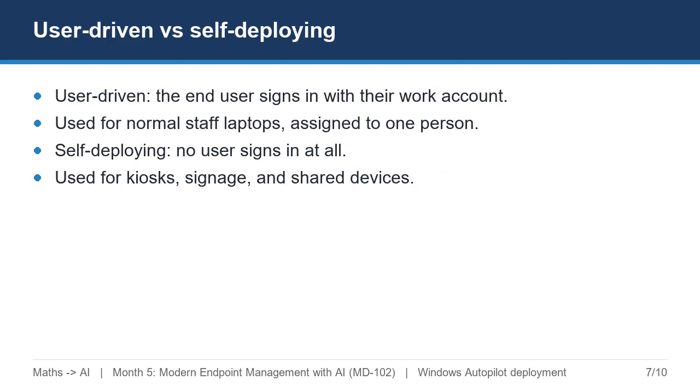There are two main modes, and the difference is simple. Does a user sign in during setup? In user-driven mode, the end user signs in with their work account, and the device gets provisioned and assigned to that person. That's your everyday staff laptop. In self-deploying mode, nobody signs in, the device configures itself end-to-end. That's what you use for kiosks, digital signage, and shared devices that don't belong to one owner.